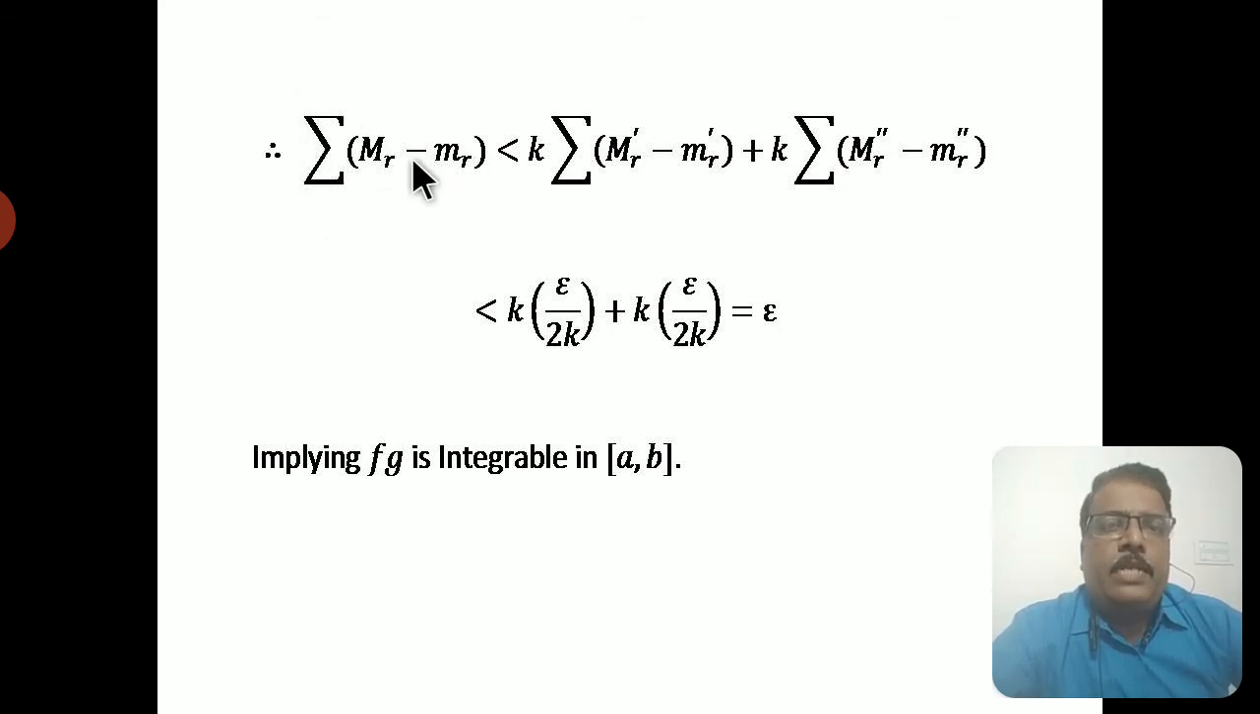Here M_r and m_r are the upper and lower bounds for the function f into g, so this is less than k into epsilon by 2k plus k into epsilon by 2k. Now k gets cancelled, so epsilon by 2 plus epsilon by 2 gives epsilon. Which means that fg is integrable in [a, b]. So the product fg is also bounded and integrable. This is how we prove this theorem.